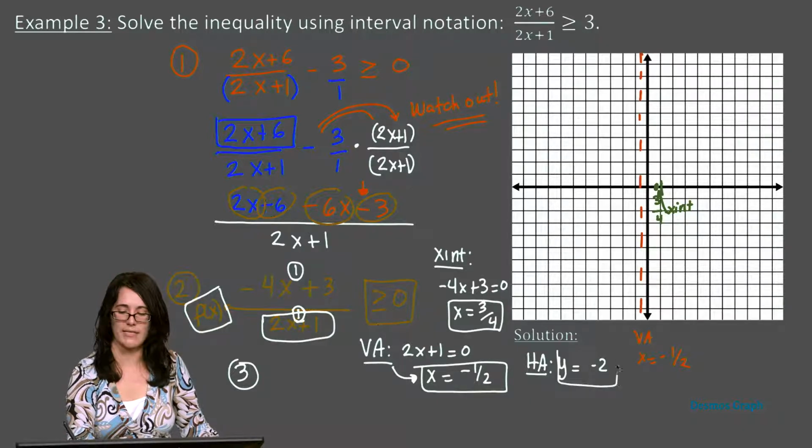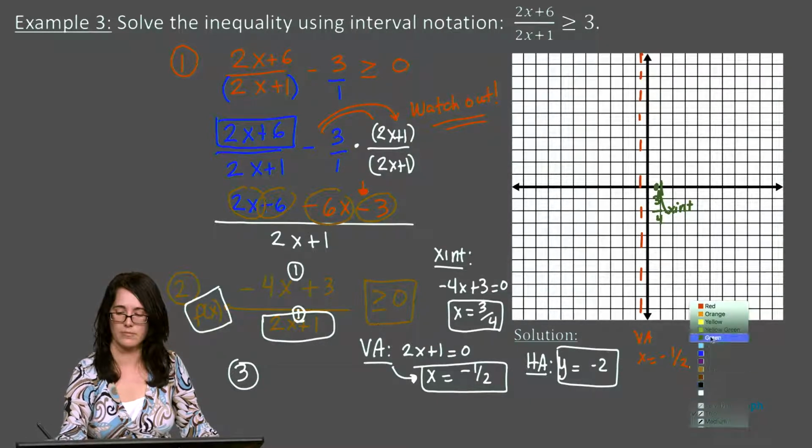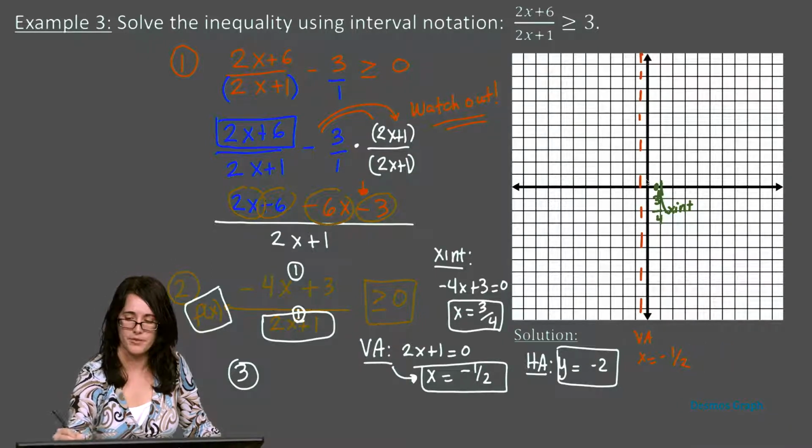So our horizontal asymptote is at y equals -2. Put that on my graph. So -2 would be down here somewhere.